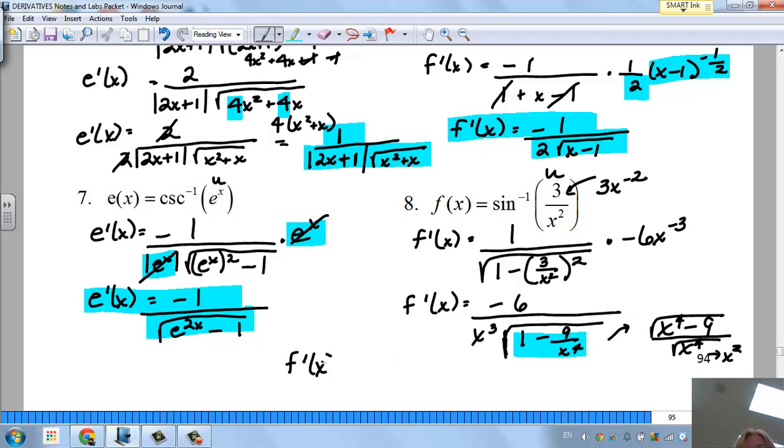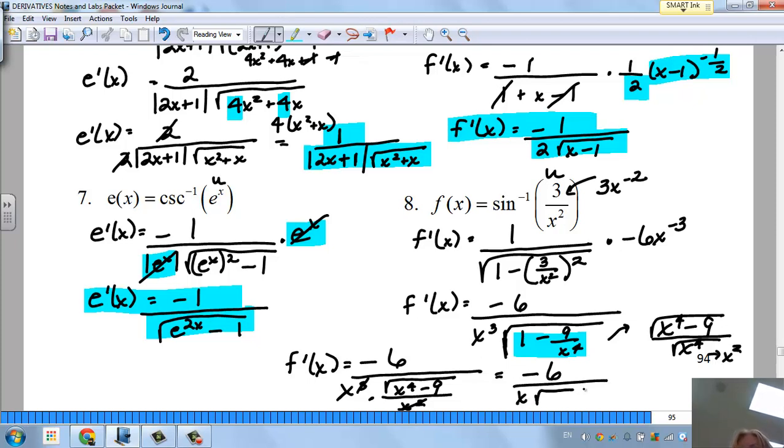F prime of x is going to be negative 6 over, and I'm going to go really slow. I have x cubed. This turns to, okay, watch what I have here, the square root of x to the 4th minus 9. I can't do that, all over x squared now. And you see how this is multiplied? So this actually goes to a first power. So I don't have to write f prime of x again. Let's just write the answer. It's going to be negative 6, all over x times radical x to the 4th minus 9.